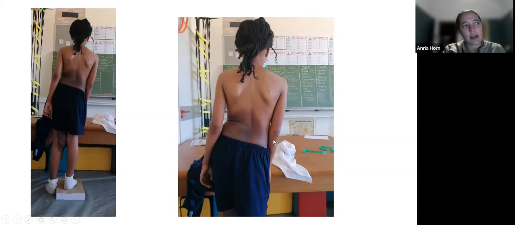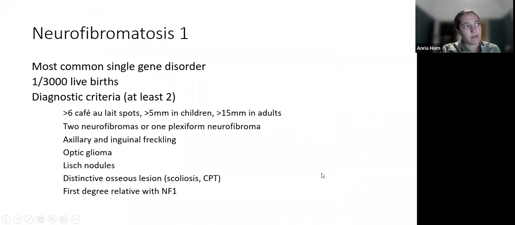So this child actually has quite a poor prognosis. She's got a very large intra-abdominal, intrapelvic plexiform neurofibroma that's leading to this scoliosis. But in addition, it extends down the leg. So she's got this leg length discrepancy and all of that. Not really a scoliosis, but yeah, that's NF. It's the most common single gene disorder in the world. 1 in 3,000 live births.